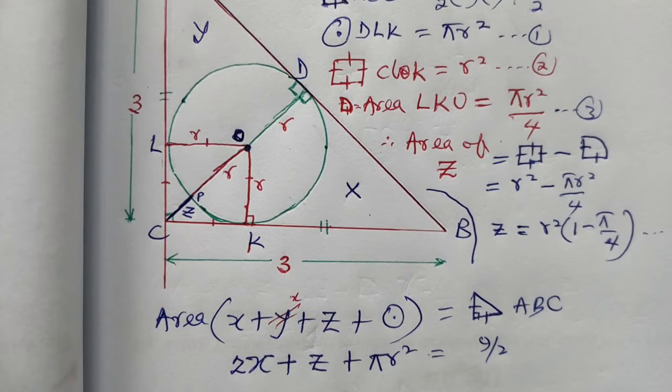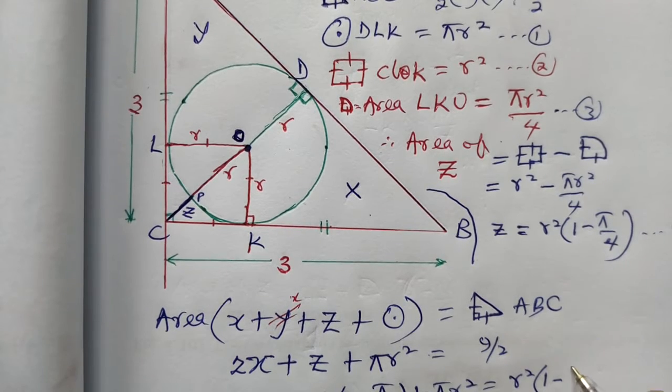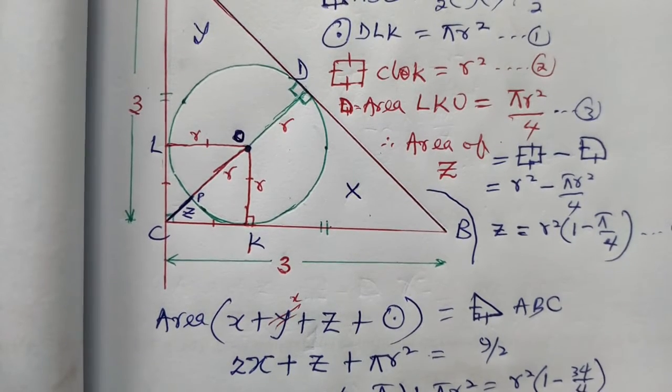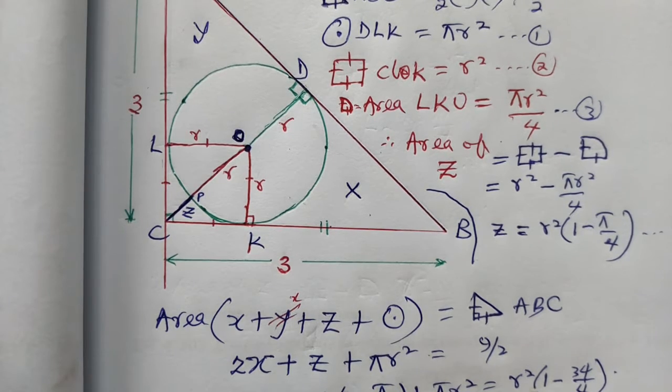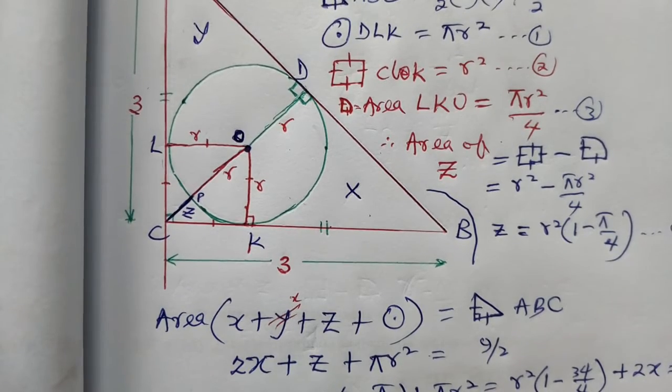So that's what we will have, and we know now that z is equal to r squared into 1 minus pi over 4 plus pi r squared is equal to 9/2. Then let me just factorize this. 1 minus pi over 4 plus pi is 3 pi over 4, and it's equal to plus x plus 2x is equal to 9/2.